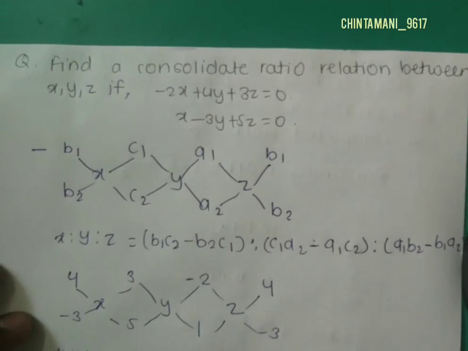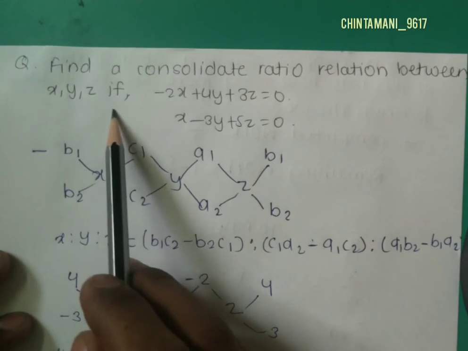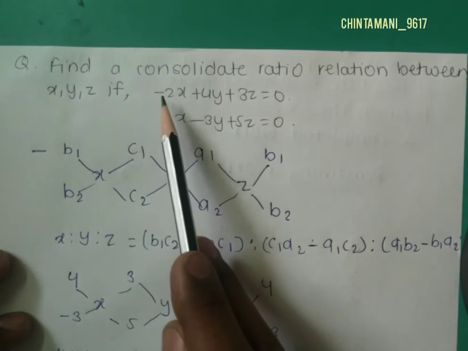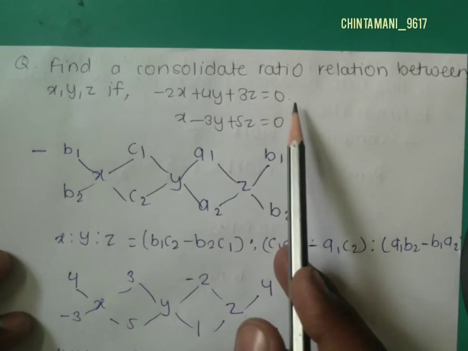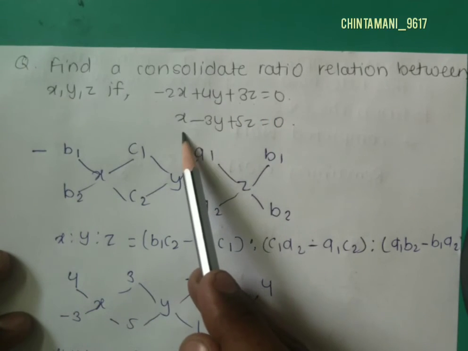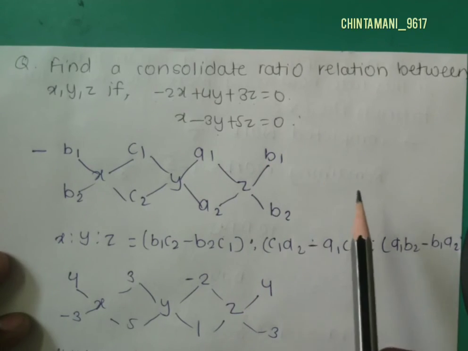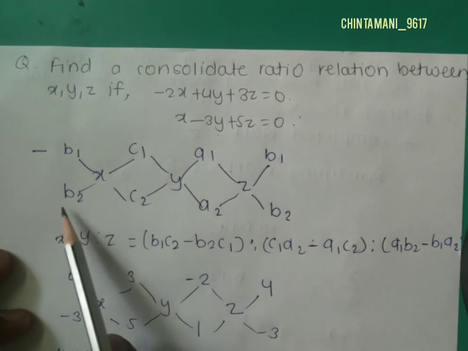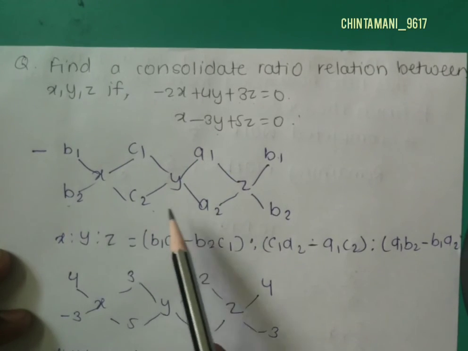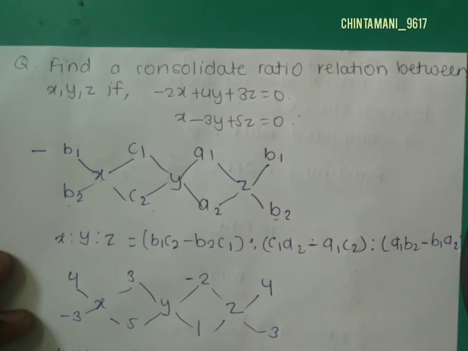The next question is, if we have to find a consolidated ratio relation between x, y, z, and we are given two equations, that is minus 2x plus 4y plus 3z is equal to 0, and the second equation is x minus 3y plus 5z is equal to 0. So we know the drill: b1 c1 a1 b1, here b2 c2 a2 b2, and in between them x y z. So how do we calculate the ratio of x y z?